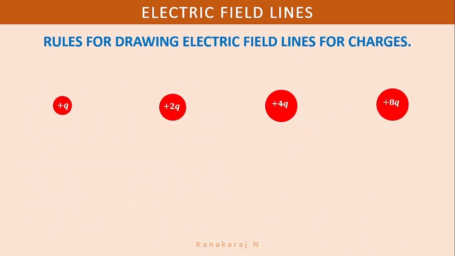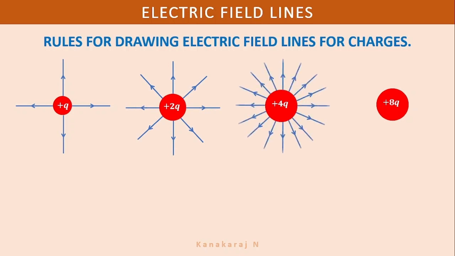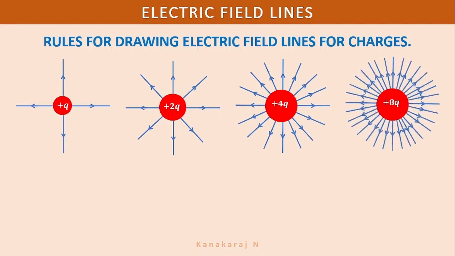There are 4 different point charges given with magnitude plus Q, plus 2Q, plus 4Q and plus 8Q. For the plus Q charge, there are 4 electric field lines. For plus 2Q, the number of lines gets doubled, it is 8. Then, when the charge gets doubled, the number of lines also gets doubled.